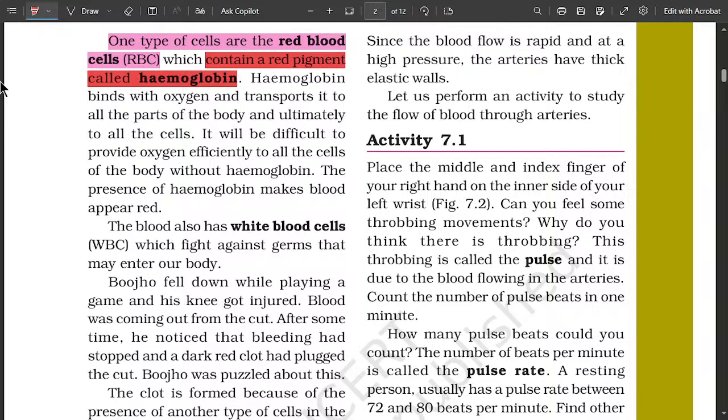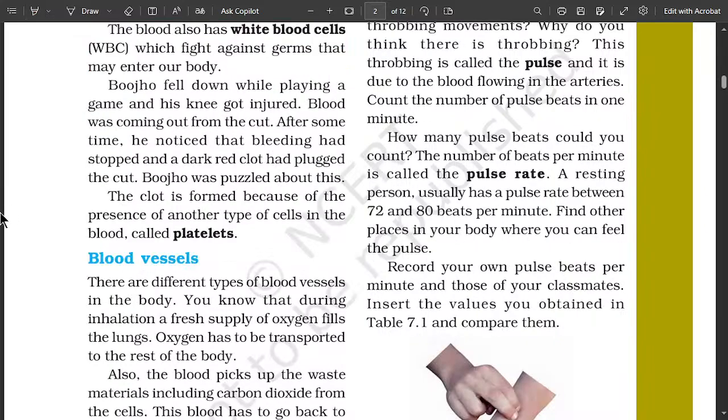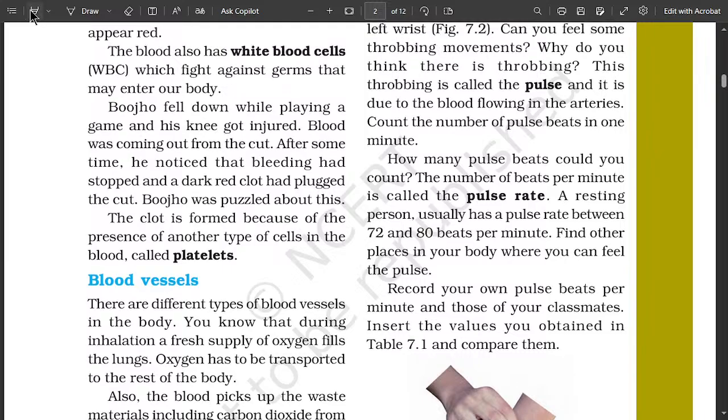Blood also has white blood cells. And this WBC fights against germs which enter our body. So highlighting it would be important.